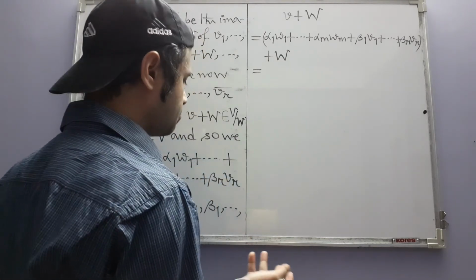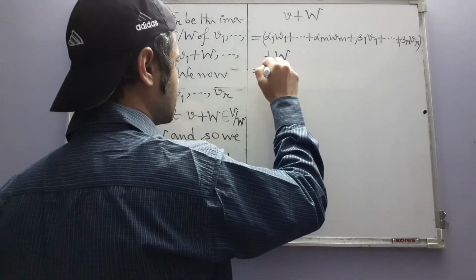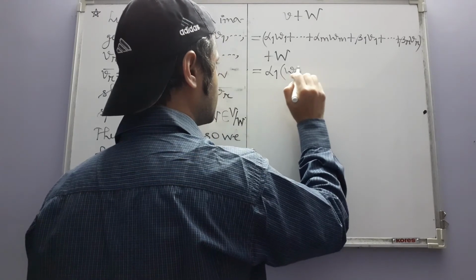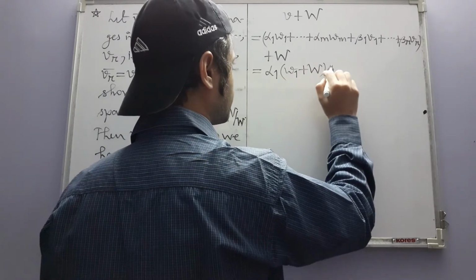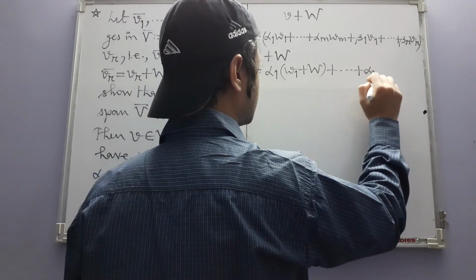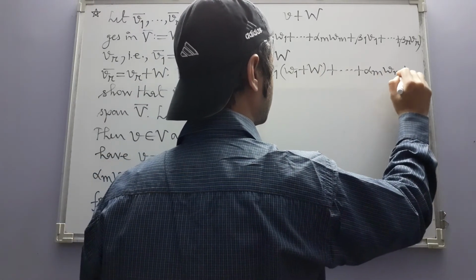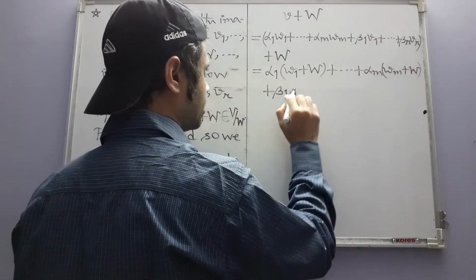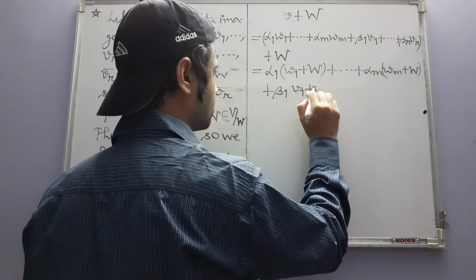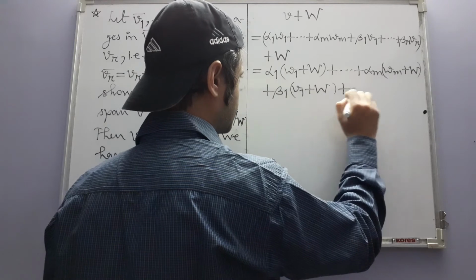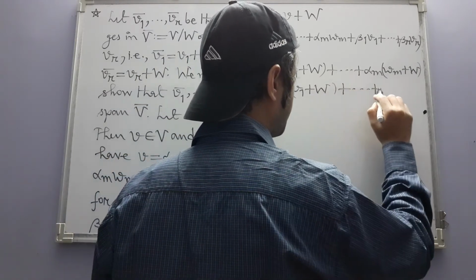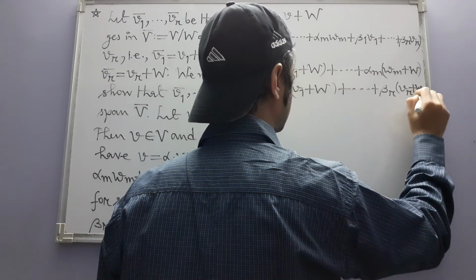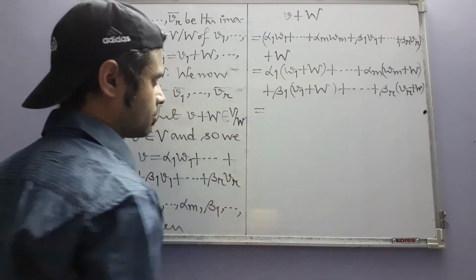Now using the operations we have in the quotient space, we can write this thing as alpha 1 times W1 plus W plus alpha M times Wm plus W plus beta 1 times V1 plus W, beta 2 times V2 plus W, that will come after this, which is there. Then beta r times Vr plus W. Okay.